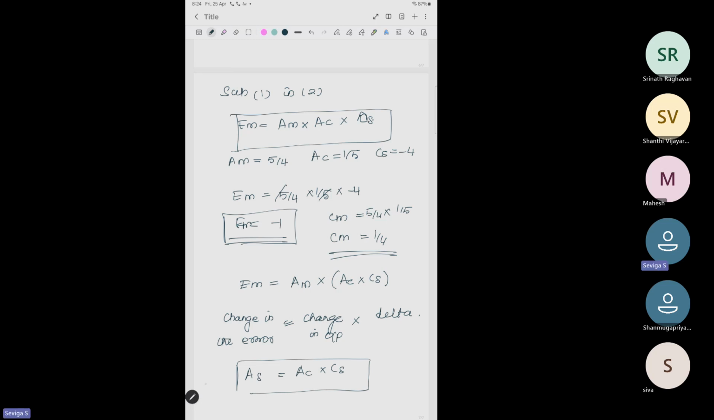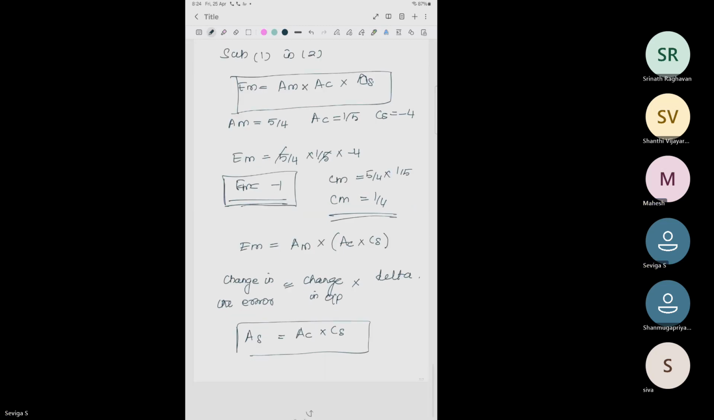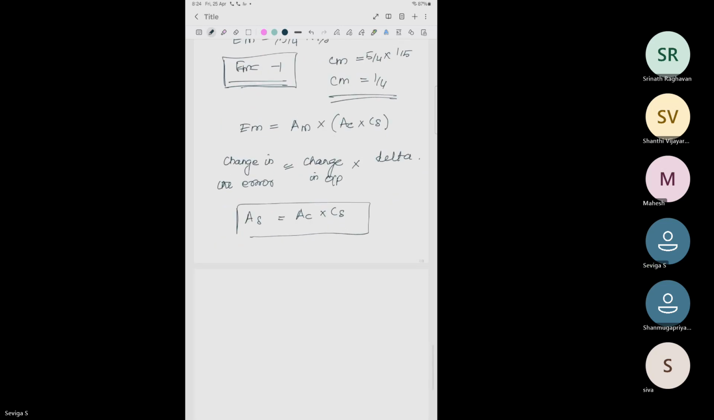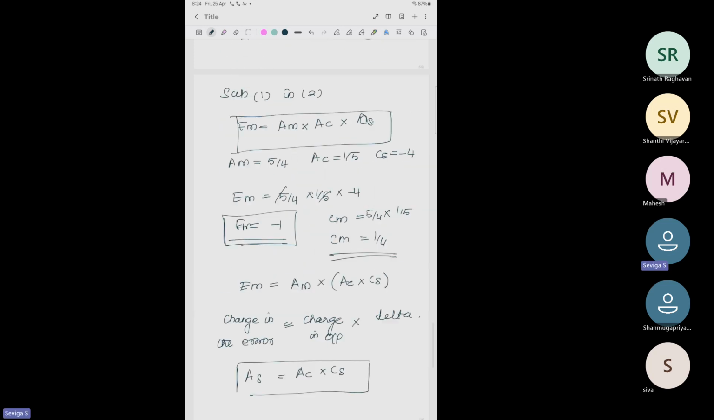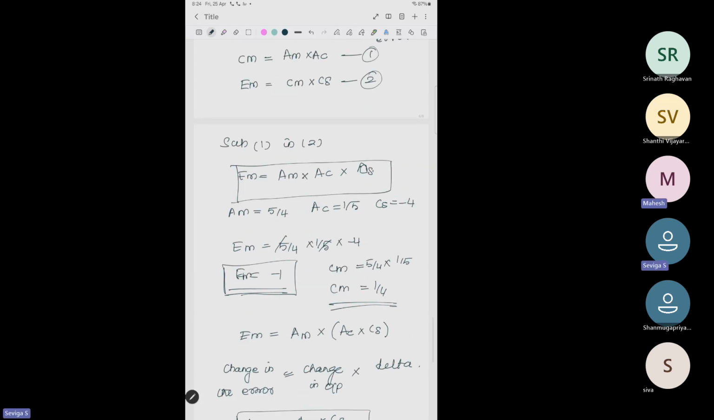Is it clear? Ma'am, last thing, ma'am. How did you get A delta? I understood up to EM into AM into AC into C delta. Did you understand this point? All this, the last line. How did you get A delta? Okay, we'll take one more step and we will go there.